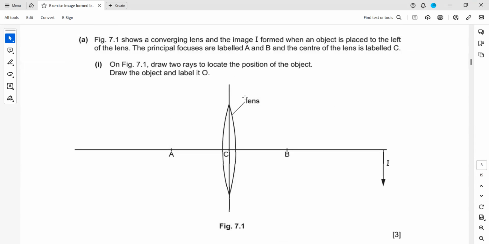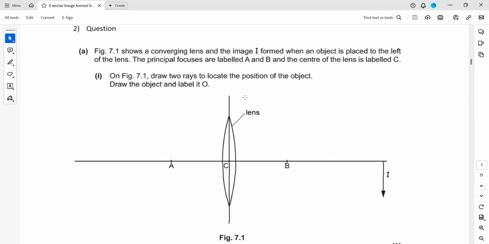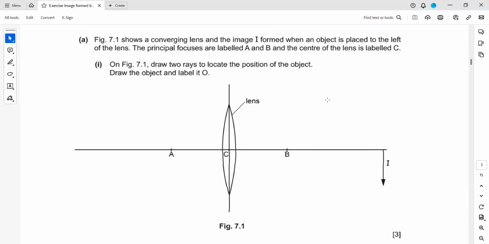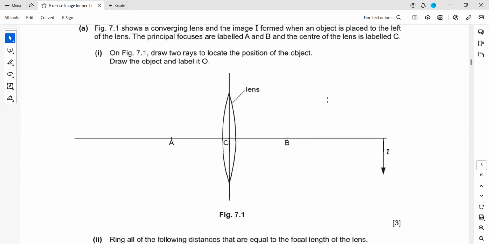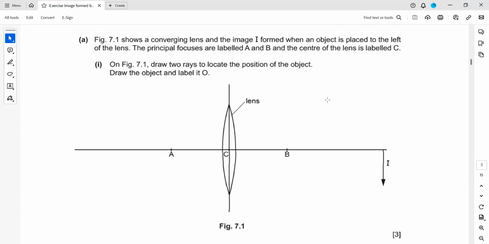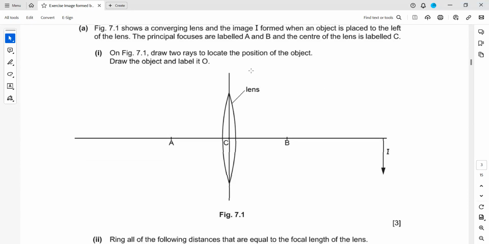Next question. Figure 7.1 shows a converging lens and the image formed when an object is placed to the left of the lens. The principal focuses are labeled as A and B, and the center of the lens is labeled as C. On the figure, draw two rays to locate the position of the object. So first ray, look, this image is given. Now we need an object. But you can do the same thing.